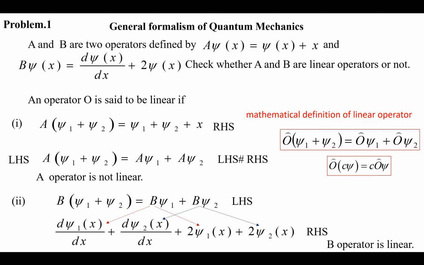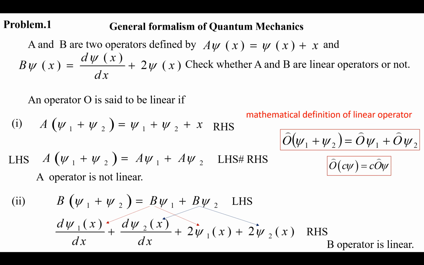Now just take left hand side. Left hand side is of course A of psi 1 plus psi 2, which is equal to, use the additive property, A psi 1 plus A psi 2. What is the right hand side? Right hand side goes with psi 1 plus psi 2 plus x, which is not equal. Both are not equal. So A operator is not a linear operator. We will go for the second division.